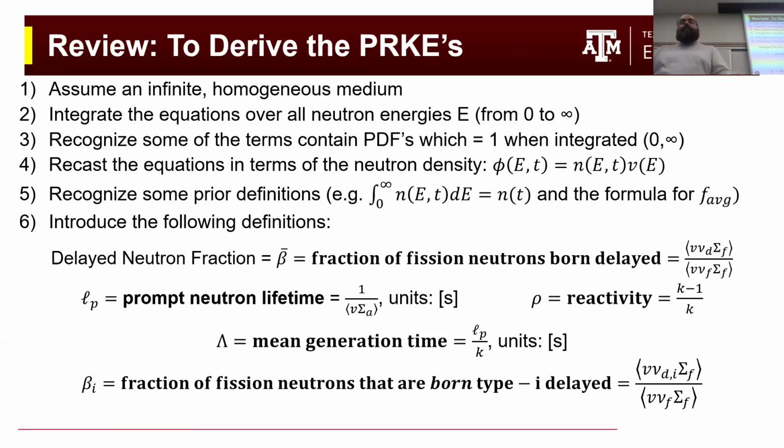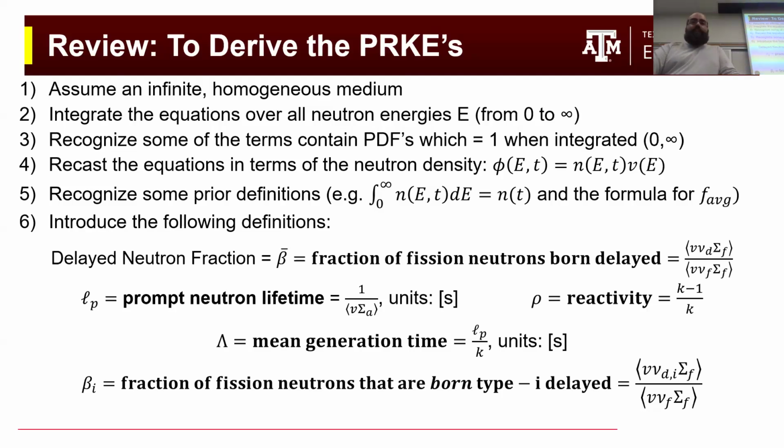And then basically what we did was we took those equations and we turned them into the point reactor kinetics equations. We made the assumption that the medium was infinite, which knocked out that leakage term. We assumed that it was a homogeneous medium, which meant that we didn't have to write any position arguments on any of our cross sections or our fluxes. We took those equations and then we integrated them all from 0 to infinity to get rid of the energy dependence.